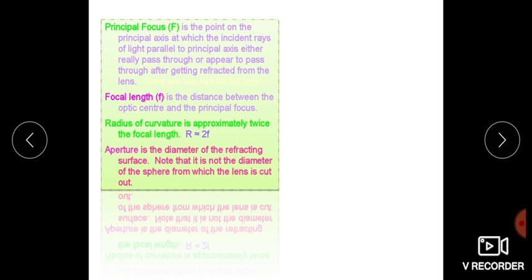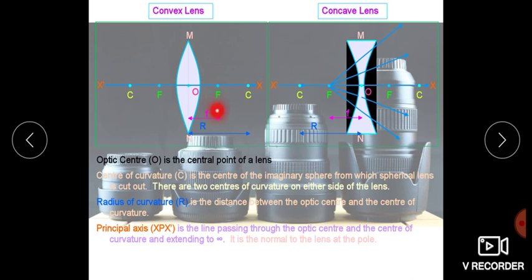A lens has two principal focuses. What are those two? F1 and F2. For the parallel beam of rays, see here, diverging, it seems to come from this point, which is the virtual focus. The concave lens has a virtual focus.